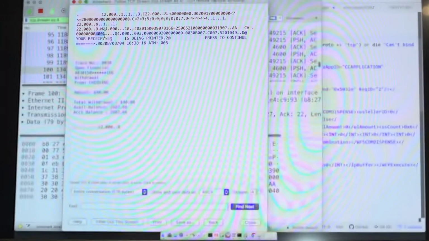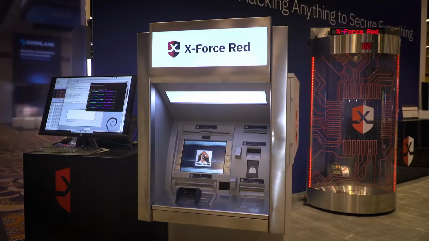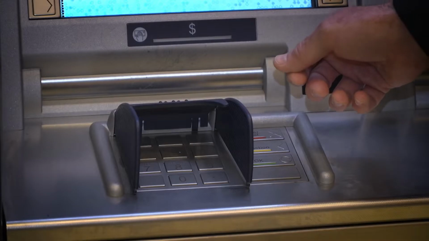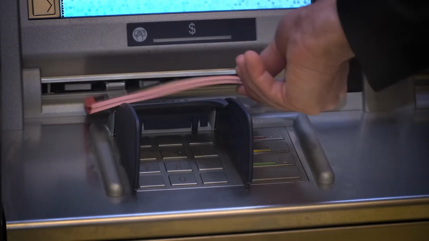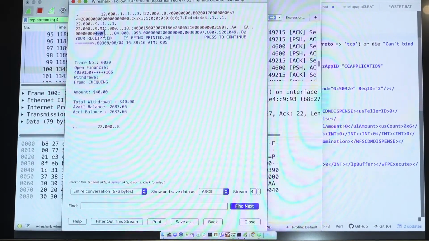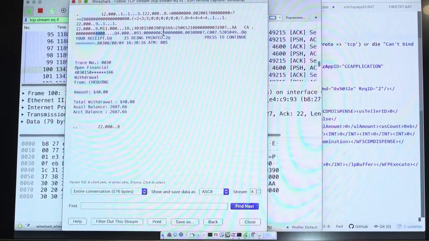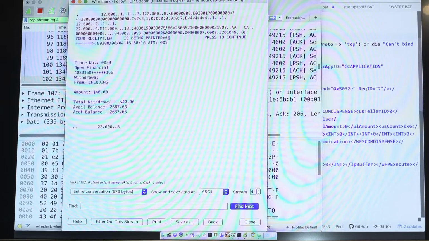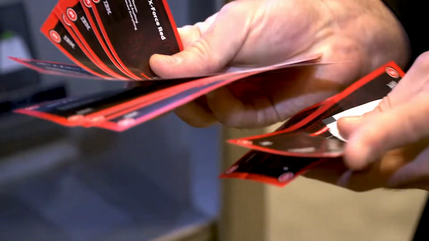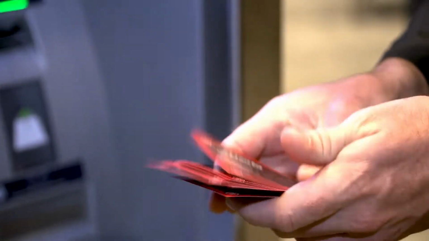A lot of people assume that when an ATM withdrawal is processed, the bank issues just a yes or no response. But in reality, it tells the ATM how many bills to dispense. So in the response, it told the ATM dispense 2 bills, but we can modify it as the attacker, change that 02 to a 10 so that 10 bills are dispensed.